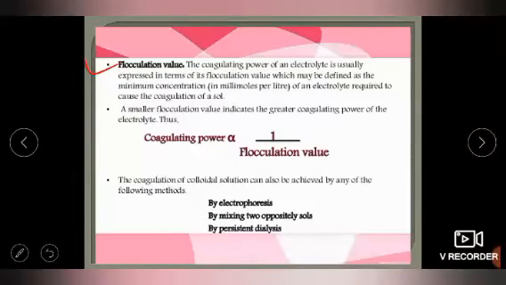The coagulating power of an electrolyte is basically expressed in terms of its flocculation value, which may be defined as the minimum concentration in millimoles per liter of electrolyte required to cause the coagulation of a sol. A smaller flocculation value indicates a greater coagulating power of the electrolyte. It means that coagulating power is inversely proportional to flocculation value: the more the coagulating power, the less the flocculation value. And the coagulation of a colloidal solution can be achieved by any of the following methods. First, electrophoresis, by mixing two opposite sols, or by persisting the dialysis.